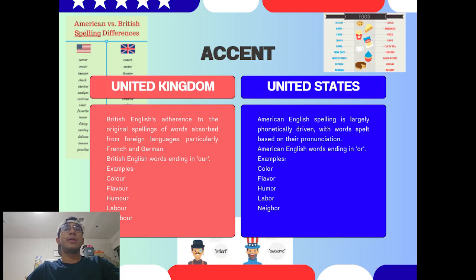For example, in the United Kingdom they say colour, and in the United States color. United Kingdom flower, United States flower. United Kingdom humour, United States humor. United Kingdom labour, United States labor. United Kingdom neighbour, United States neighbor.